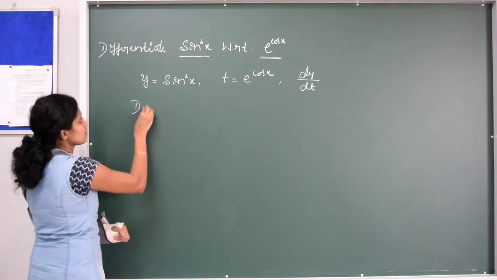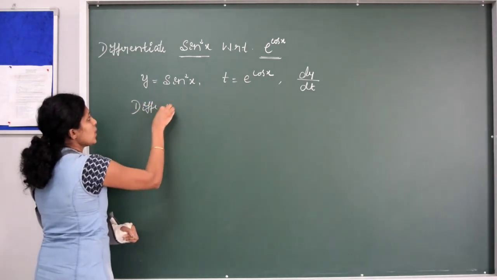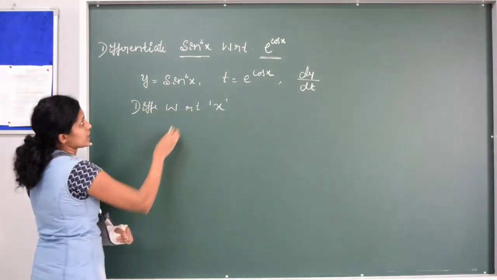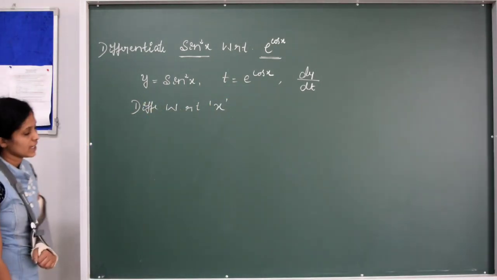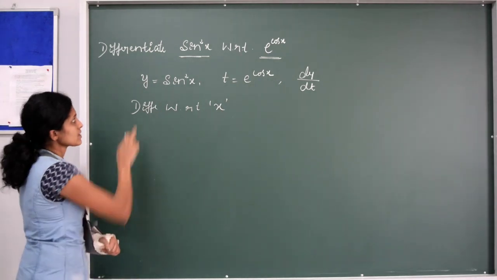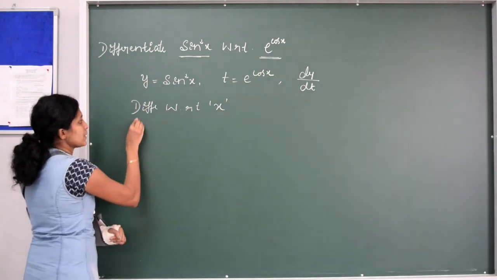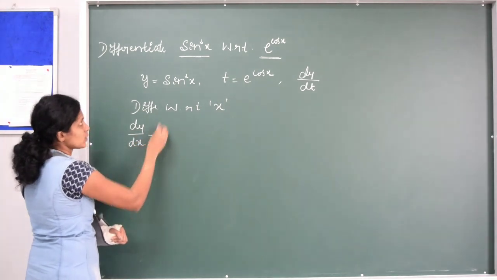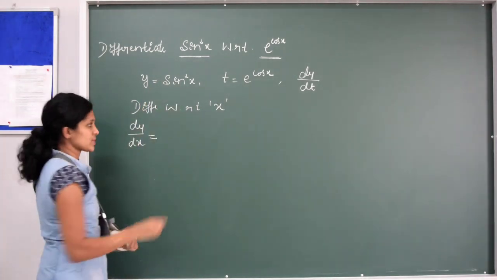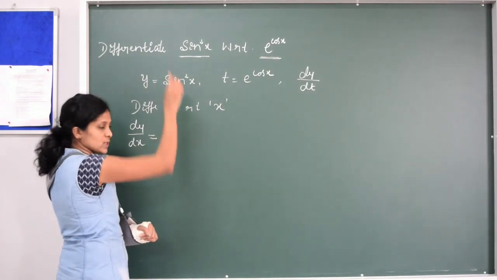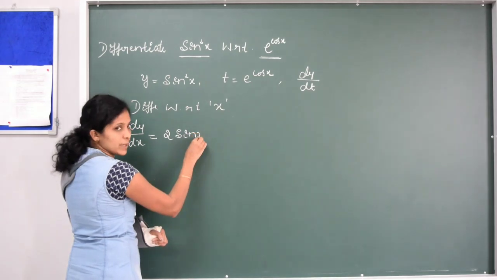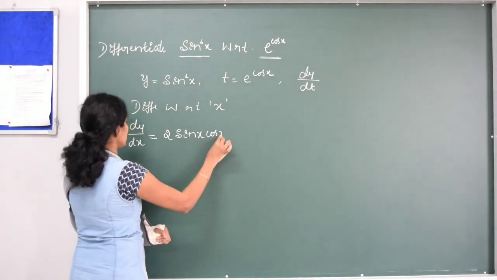So differentiate the function with respect to x. We are differentiating the function with respect to x. Derivative of y with respect to x will be dy by dx, right? So this is equal to derivative of sin square x. It's of the form 2 sin x, and derivative of sin x will be cos x. We got dy by dx.